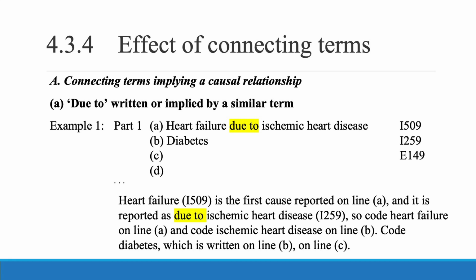Example 1. In Part 1, on line A, we see the words heart failure due to ischemic heart disease. On line B, diabetes. Reading the explanation from Volume 2: Heart failure is the first cause reported on line A, and it is reported as due to ischemic heart disease. So code heart failure on line A and code ischemic heart disease on line B. Code diabetes, which was written on line B, on line C. In other words, rearranging the codes as described is the most accurate way to reflect the intention or opinion of the certifier in this case.